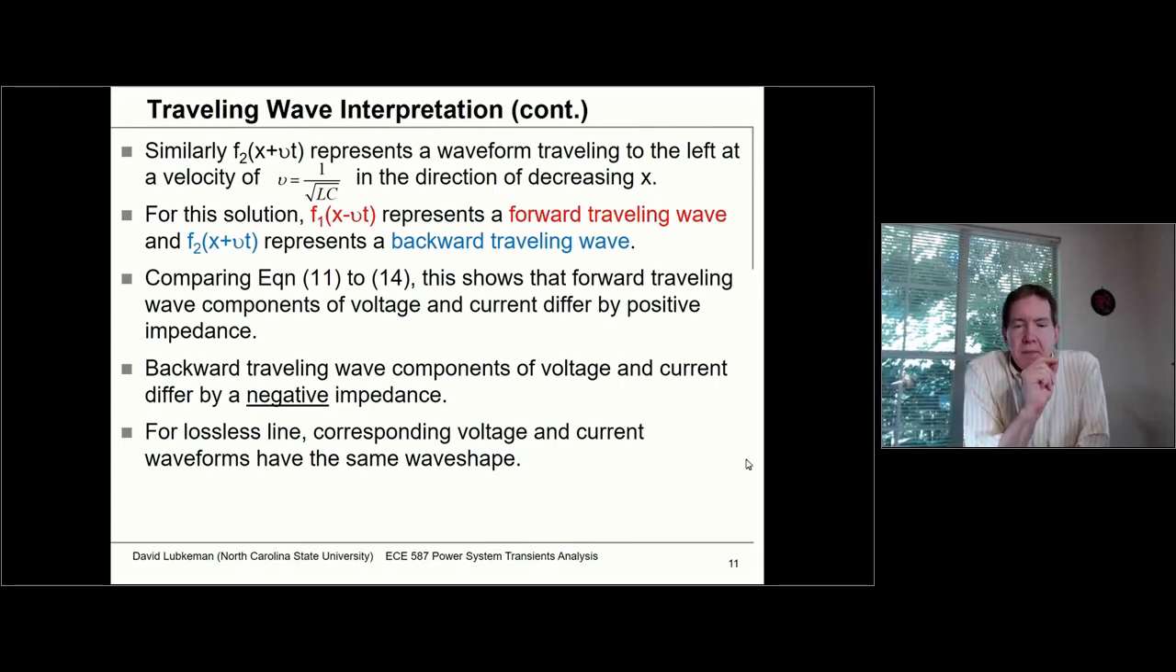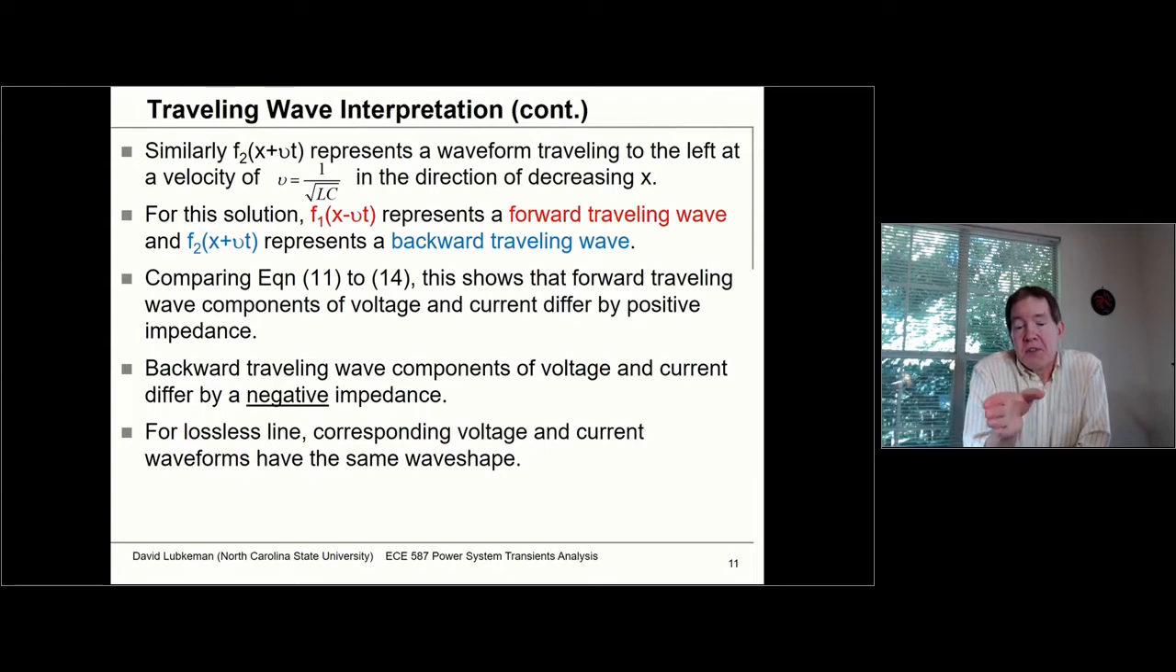So anyway, we have the forward traveling term, that's the F1 term. It turns out that F2 of x plus vt represents a waveform that's traveling to the left, at the same velocity 1 over the square root of L times C. So we have a forward traveling wave and a backward traveling wave. The forward traveling wave is given by the F1 term, and the backward traveling wave is given by the F2 term.